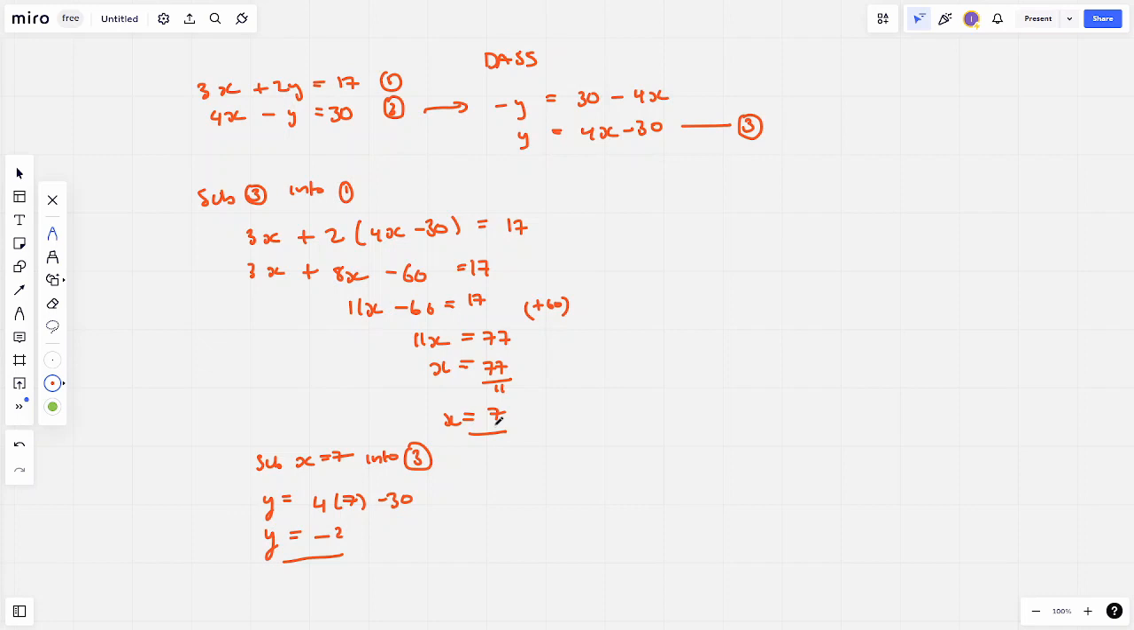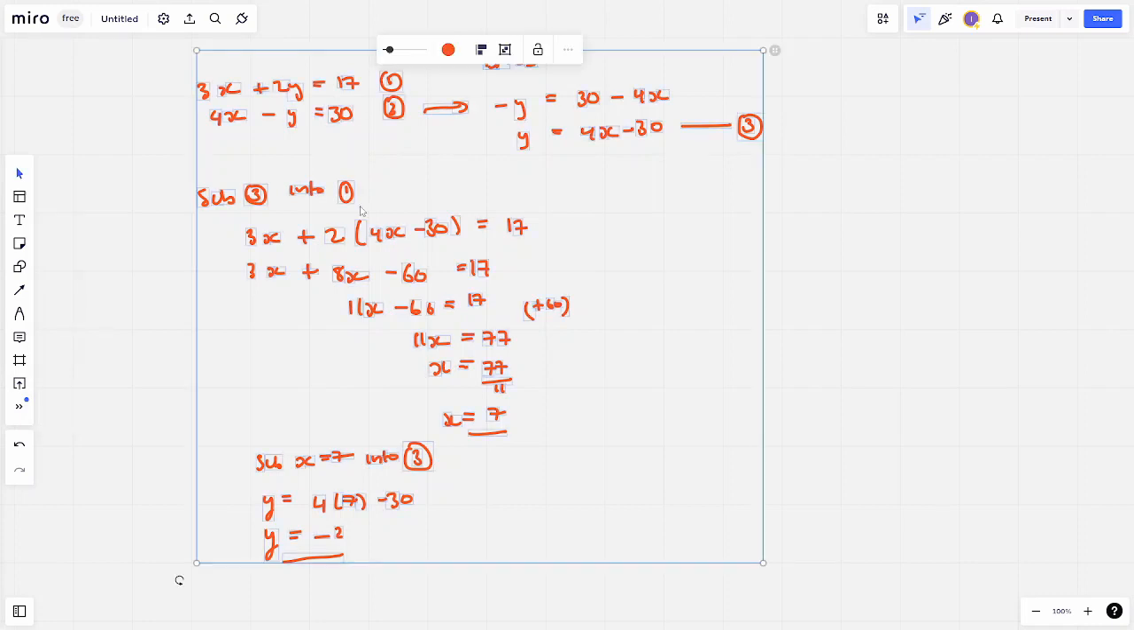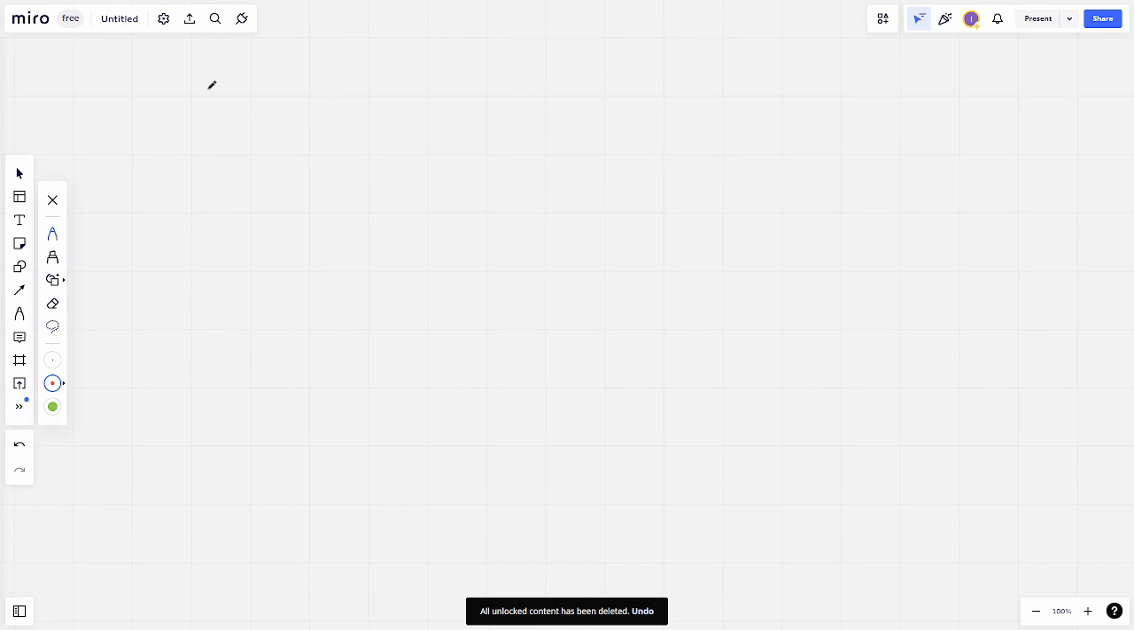So this is why this method always works with these sorts of equations, but also in the next example, which is dealing with powers. So let's just clean up the screen and we'll begin the next example.